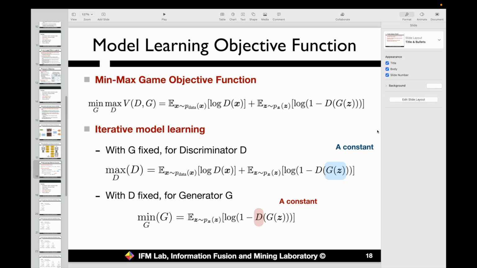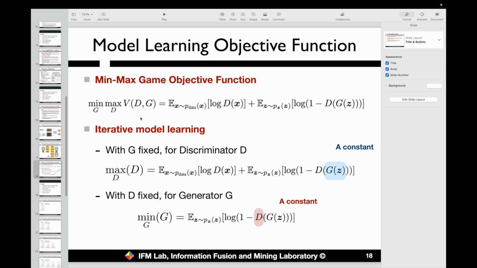So in this way, it will be a min-max game between two of these agents or models, G and D, as shown here. I know it is very hard to understand this formula if you have never learned game theory before. So another easier way to look at the formula or loss function shown here is to illustrate the learning process.